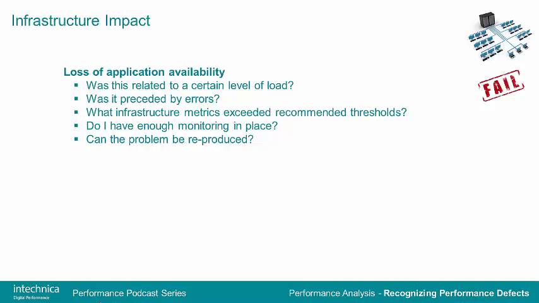Errors are often the first indicator that something's starting to go wrong. We need to look at when those errors first occurred, and then what infrastructure metrics were actually exceeded or exceeded recommended thresholds. If you can't answer that question, you have to ask yourself, did I have enough monitoring in place first to understand what was going on? And again, can the problem be easily reproduced?